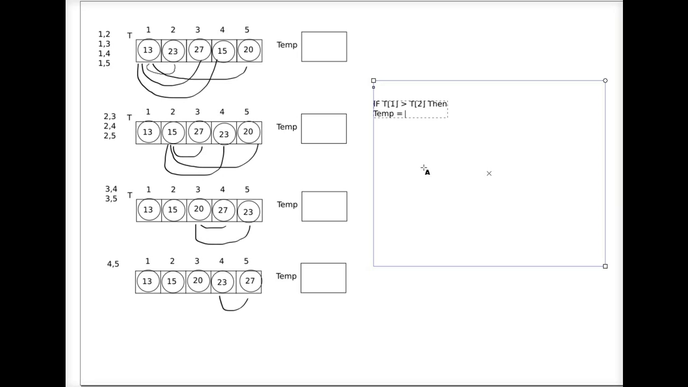We took the value from T1 into temp, then we took into T1 from T2, and finally we bring to T2 from temp. So that was if element 1 was greater than element 2. Let me just put an end if there.